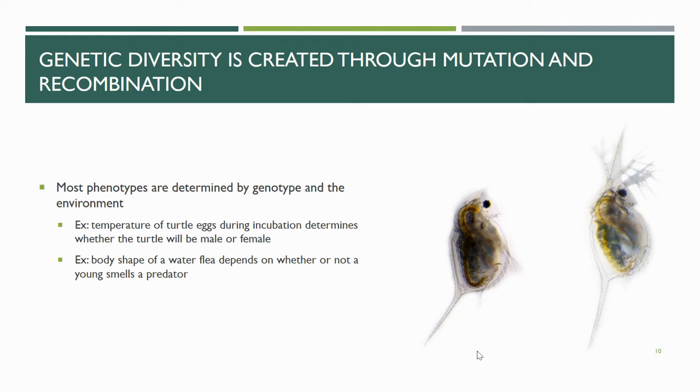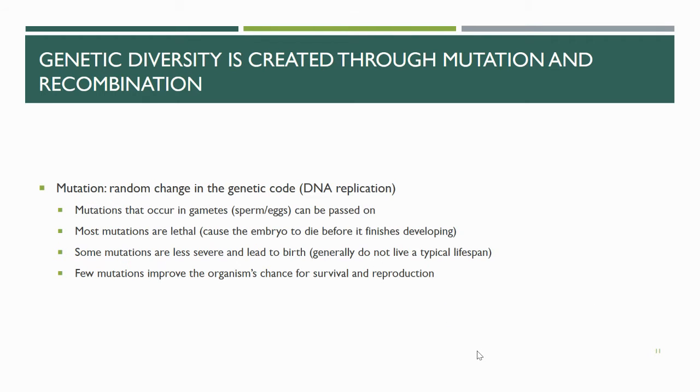Lots of genotypes are determined by the environment. For example, the temperature of turtle eggs during incubation determines whether the turtle will be female or male. Another example is that the body shape of a water flea depends on whether or not a young one smells a predator. So if it can sense that there are predators nearby, it will develop into one form, and if it doesn't, then it develops into the other.